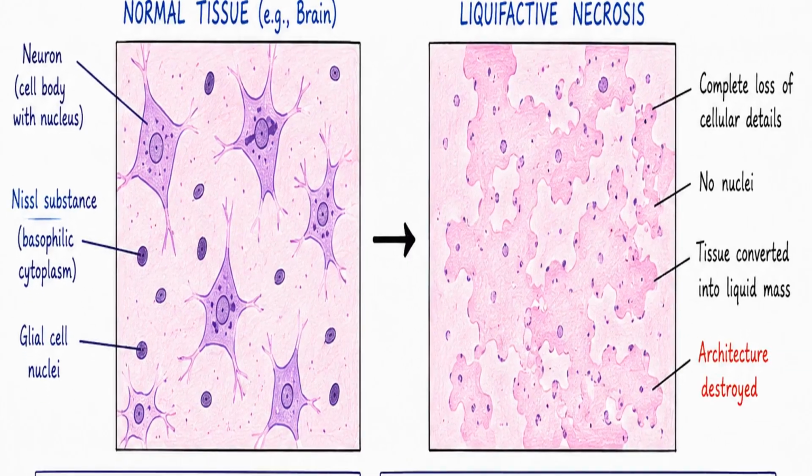This is just a diagram showing liquefactive necrosis where the architecture, the cytoplasmic and the nuclear details are all lost. So here we have a normal cell, for example in the brain, and the cell undergoing liquefactive necrosis where the architecture, that is the plasma membrane, the cytoplasmic and the nuclear details are all lost, and the cell will turn into a semi-liquid form. Hence, we call it liquefactive necrosis.